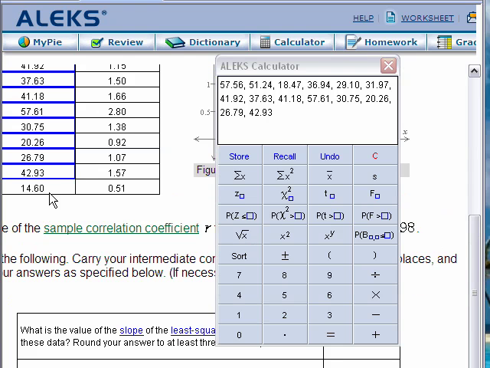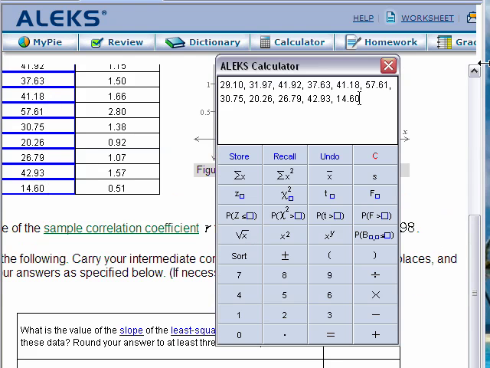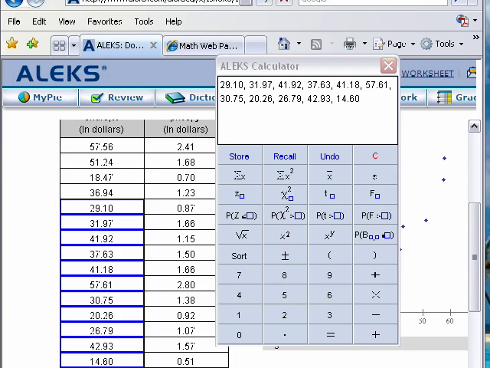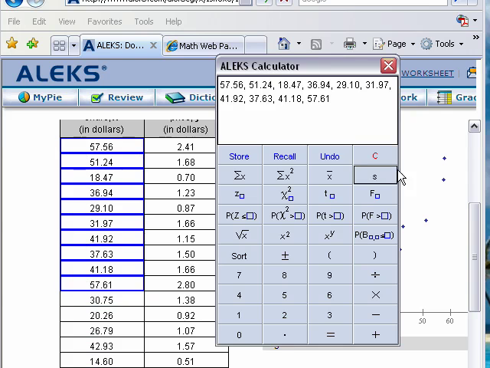And I don't believe I have this last value of 0.460, so let me go back up again and grab that. So we'll go ahead and make sure we've grabbed all those data values. And then we'll hit S for the sample standard deviation, and we get 12.5183597. So I'll go ahead and store that value.